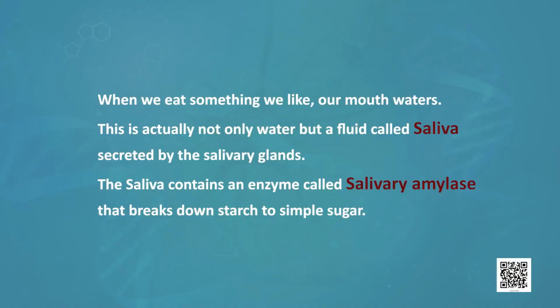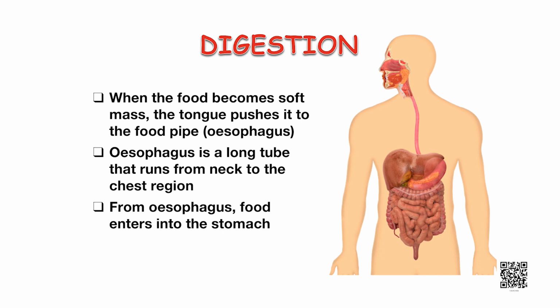When we eat something we like, our mouth waters. This is actually not only water but a fluid called saliva secreted by the salivary glands. The saliva contains an enzyme called salivary amylase that breaks down starch to simple sugar. When the food becomes a soft mass, the tongue pushes it to the food pipe or esophagus that runs along from the neck to the chest region. From the food pipe, food enters the stomach.